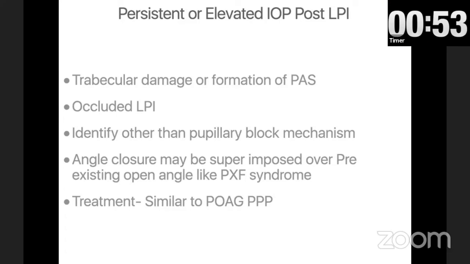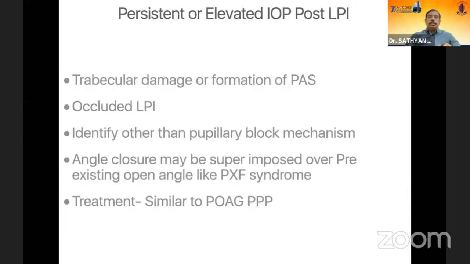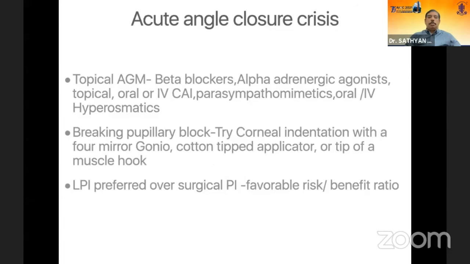Sorry, if persistent high IOP is there, you have to understand there is a trabecular damage, or an occluded PI, or other mechanisms are involved, or the patient may even have primary open angle glaucoma also.